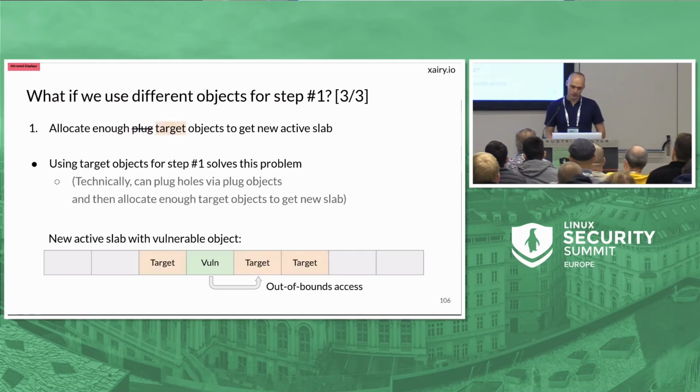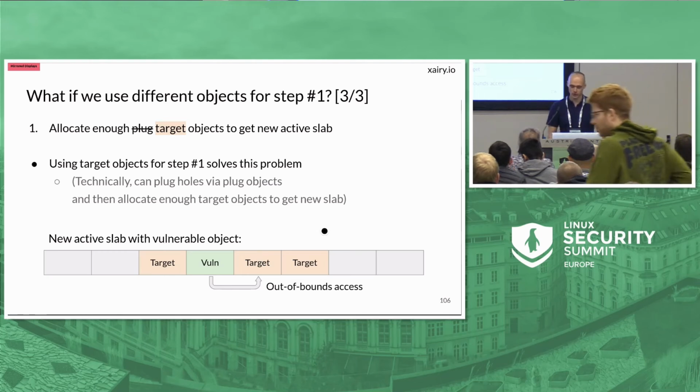The reason is because we have some objects allocated during step 1, we have some objects, then the vulnerable object, and we have some target objects allocated during step 3. And the vulnerable object can be placed before an object from step 1 or before an object from step 3. So in both steps, we want to use target objects.